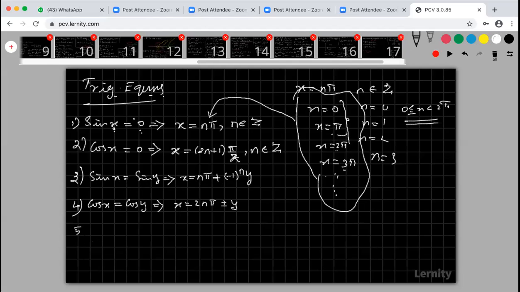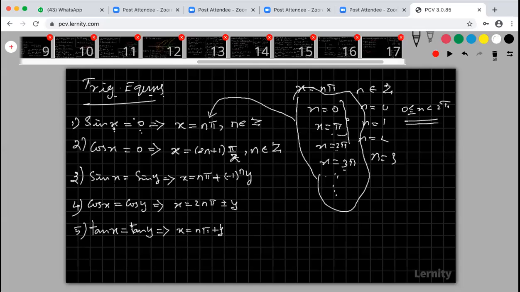What about tan x is equal to tan y? That is x is equal to nπ plus y only. Okay, so therefore these five are the general solutions of the trigonometric equations.